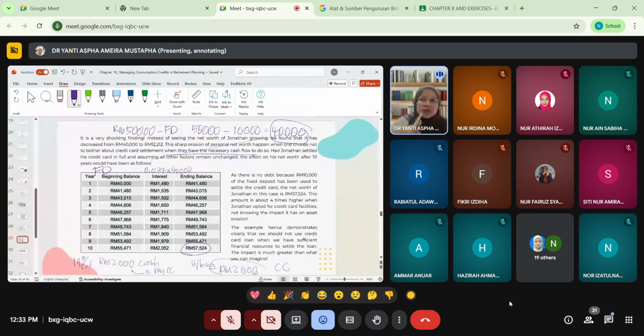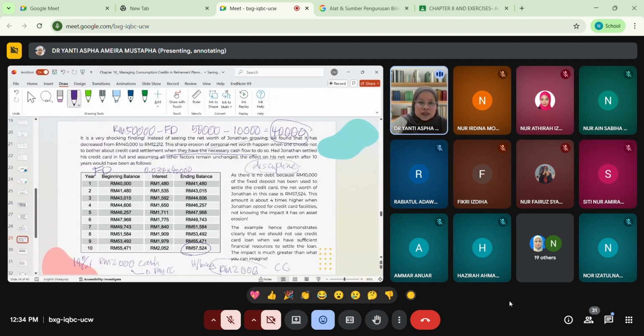So why you use credit card? Because it's convenient. Because just now you saw kan dia ada rewards program that you can enjoy later. Again, it all goes back to discipline. If you pay your bills using credit card, but you don't pay your credit card at the end, you find yourself in big trouble.